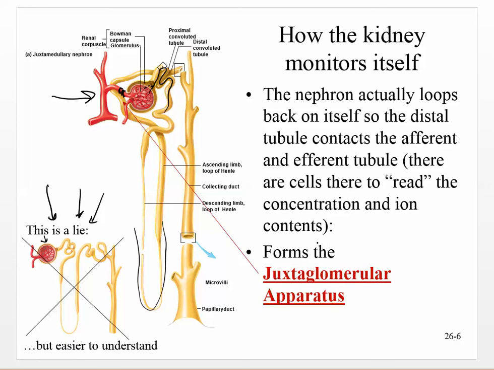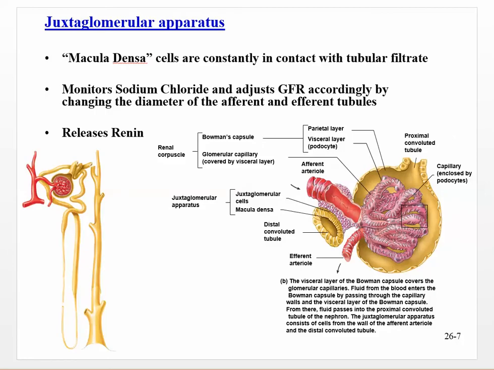Okay, so what we call this is the juxtaglomerular apparatus. It's kind of a cool name. So the juxtaglomerular apparatus sits right here, where the tubule loops back on itself. We can see this better in this picture, where it's blown up, and you can see here's the afferent arteriole, this is the efferent arteriole, and these are the juxtaglomerular cells, and this is the macula densa. I know all these words, but that's what's happening.